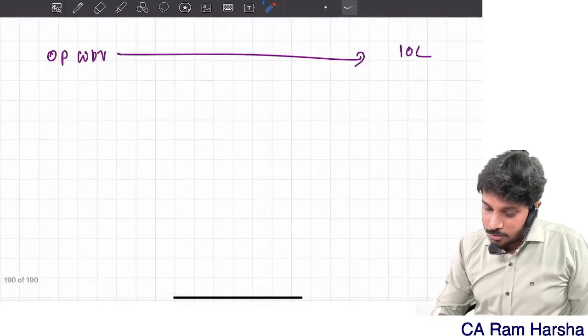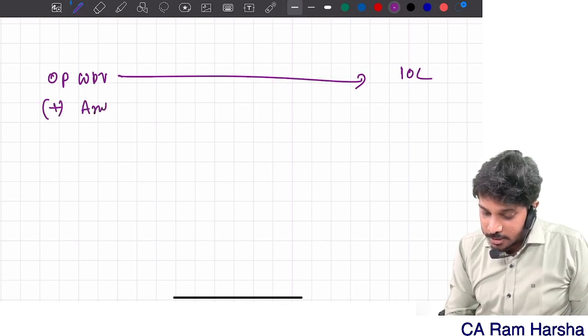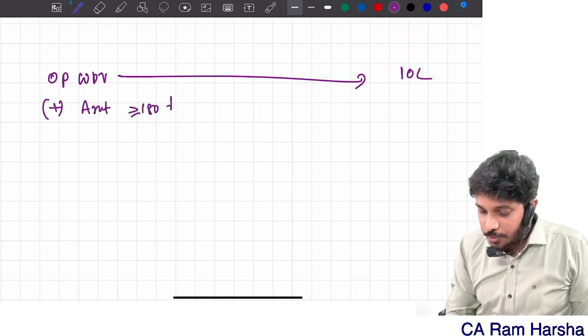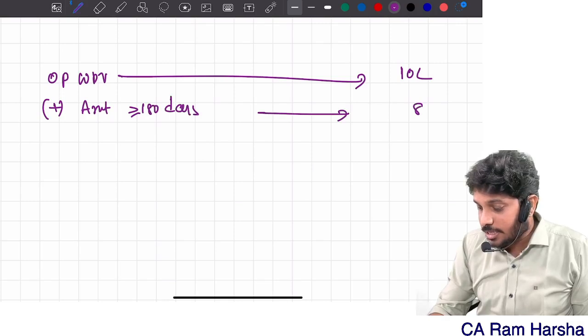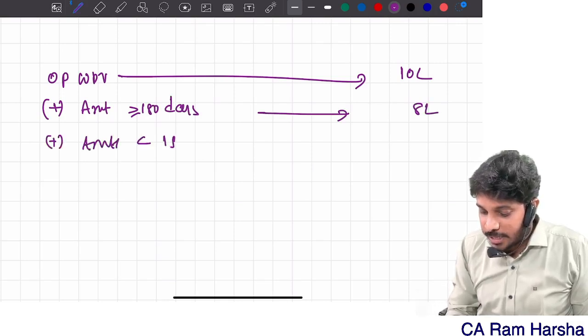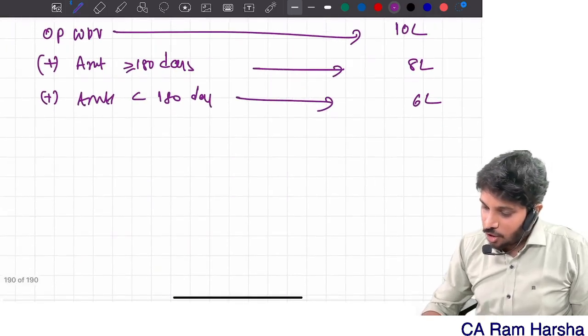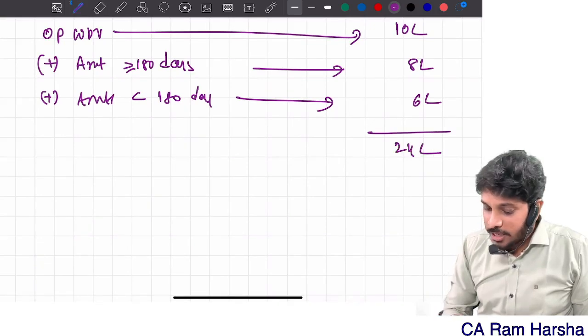So add assets put to use for more than or equal to 180 days, correct? How much is it? 8 lakh. Plus again assets are there. Assets put to use for less than 180 days, how much is that? 6 lakhs. Very good. Now how much is this? 24 lakh. What is this called?